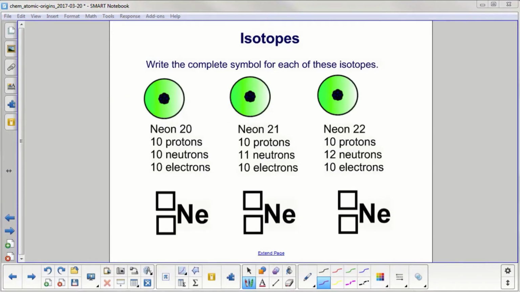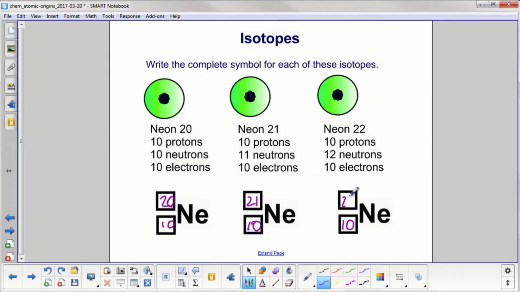Write the complete symbol for each of these isotopes. Well, the first thing you notice, it's all neon, and neon always has 10 protons. So we can go ahead and write 10 in each one of these. It's the number of protons, that's the charge on neon. And also note that they have 10 electrons. The atomic mass is the sum of the neutrons and protons. So here we have 10 plus 10, exactly 20. Here we have 10 plus 11, 21, and then over here 10 plus 12, 22.